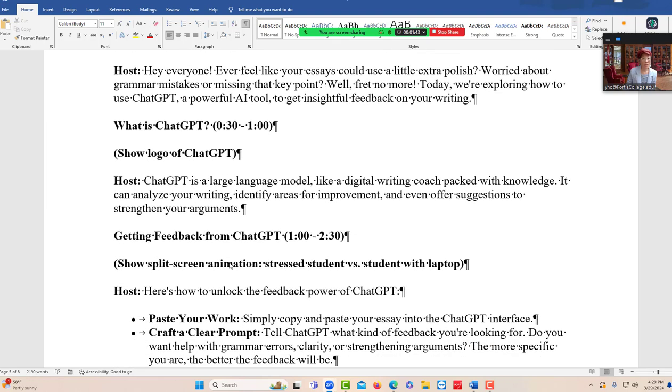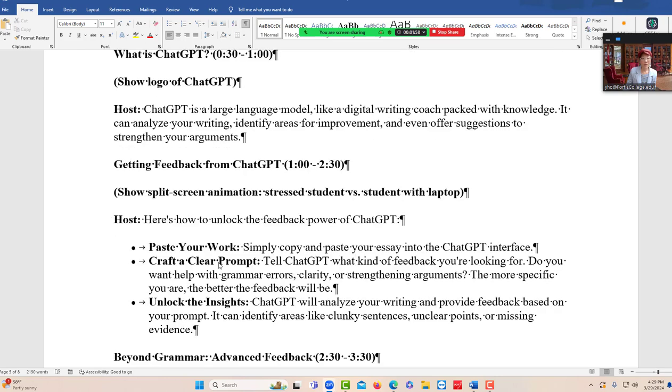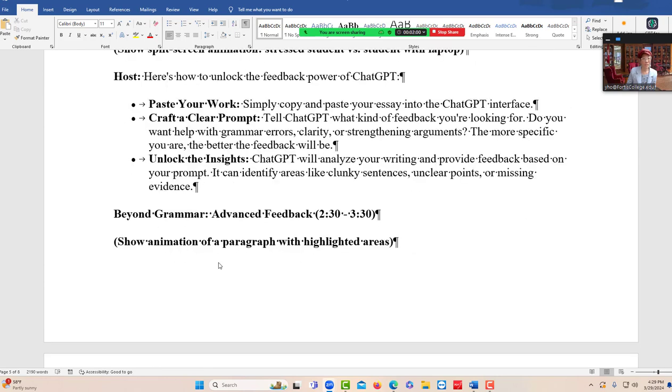ChatGPT is a large language model, like a digital writing coach, packed with knowledge. It can analyze your writing, identify areas for improvement, and even offer suggestions to strengthen your arguments. So, getting feedback from ChatGPT. Here's how to unlock the feedback power of ChatGPT.